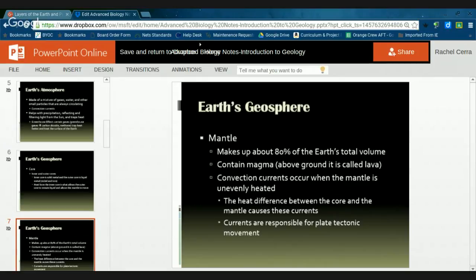Your next layer out is going to be the mantle, and that's going to make up about 80% of the Earth's total volume. So it's the thickest layer by far. And it's made up of magma, which is basically melted rock. The difference between magma and lava, if you did not know, is magma is located below ground, and once it comes above ground, it's called lava. So volcanoes don't erupt magma, they erupt lava. It's the only difference.